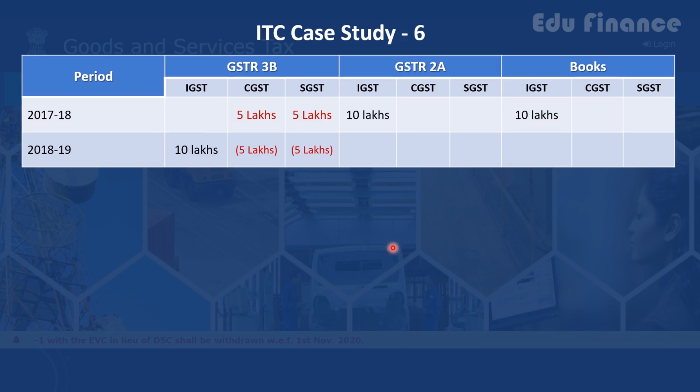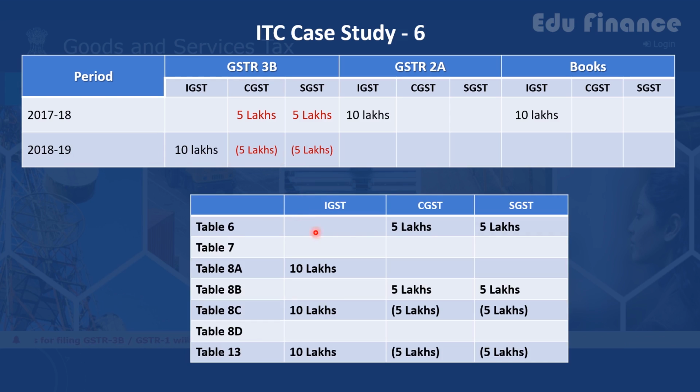Case study number 6. ITC of rupees 10 lakh IGST was availed in books of accounts and that is also updated in GSTR 2A. But while filing GSTR 3B, IGST credit of rupees 10 lakh was wrongly availed as 5 lakh CGST and 5 lakh SGST. And during the year 18-19, this mistake was corrected by reversing the CGST and SGST.